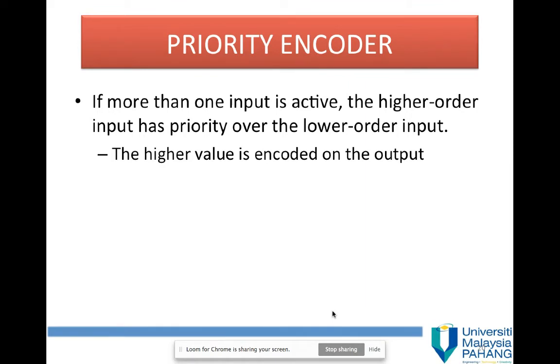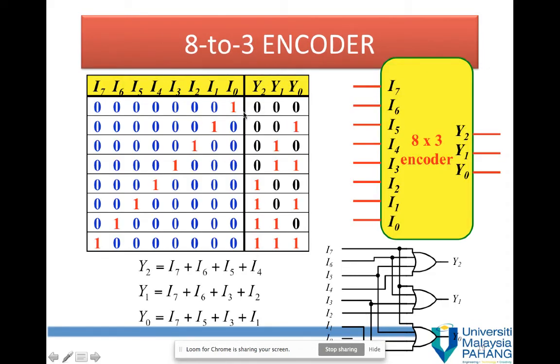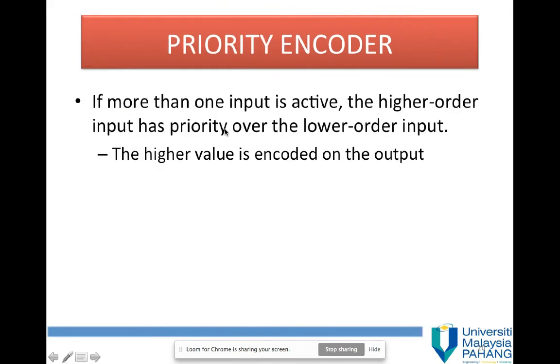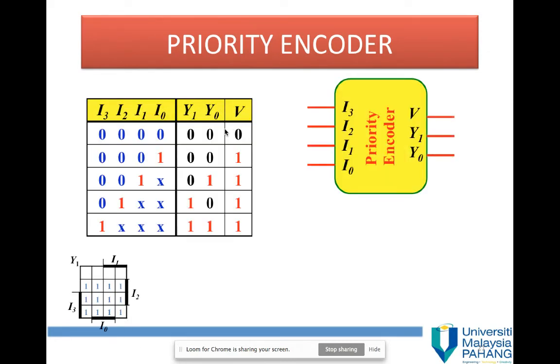This is one of the types of encoder, which is the priority encoder, because when there is more than one input active, the higher order input has priority over the lower order input. If you look here, this is the normal encoder, only one active input at one time. But if there are two or more inputs active at one time, we call it a priority encoder. So what is the output? The output follows the priority over the lower order input.